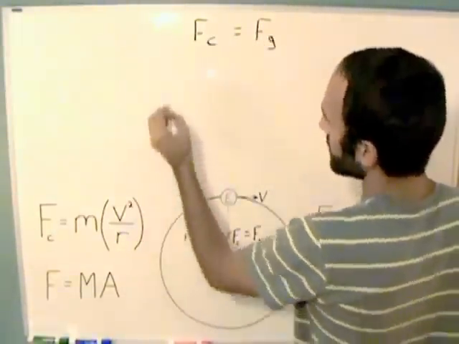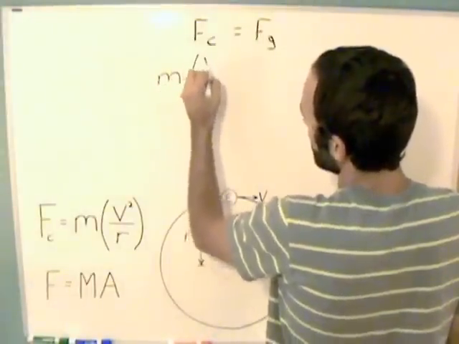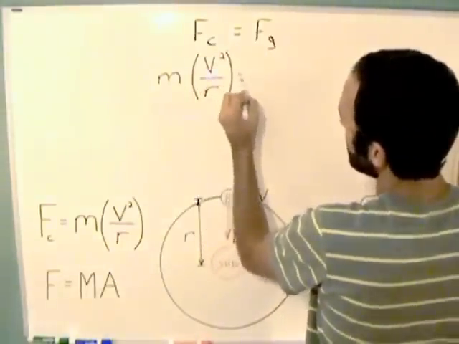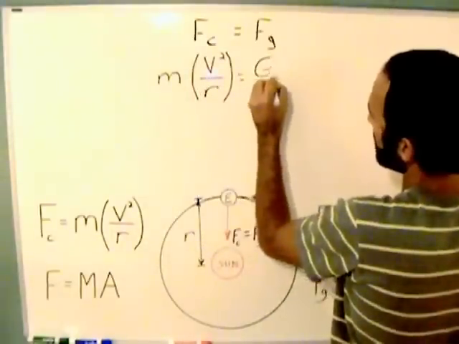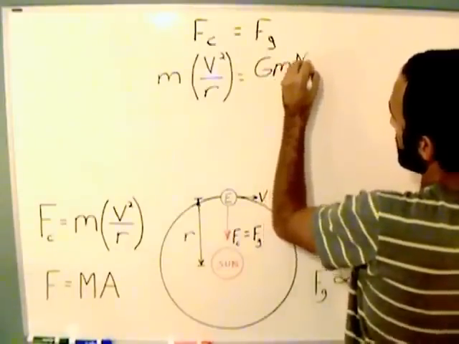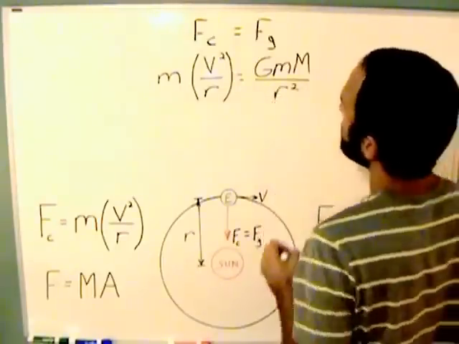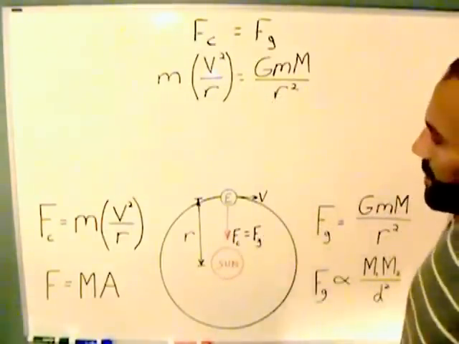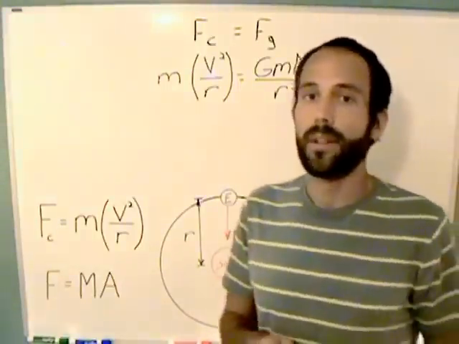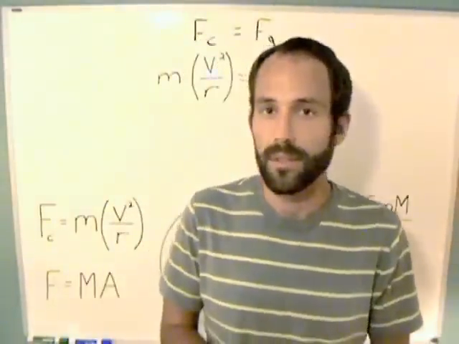This is really m, excuse me, times v squared over r, equal to big G, the gravitational constant, times the little m, which is the mass of Earth, times big M, which we're going to say is the mass of the Sun in this case, over r squared. Now, at the time, they were pretty sure they knew how far away the Earth was from the Sun. They used sextants and other devices to get a measurement.